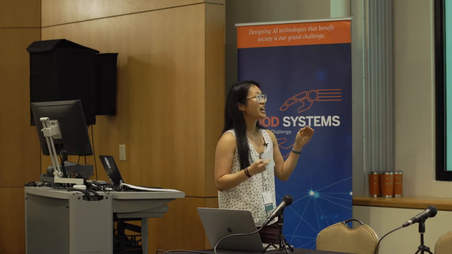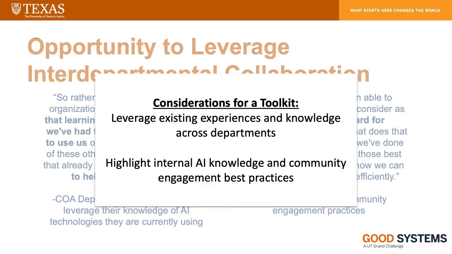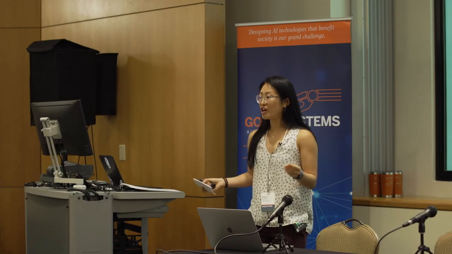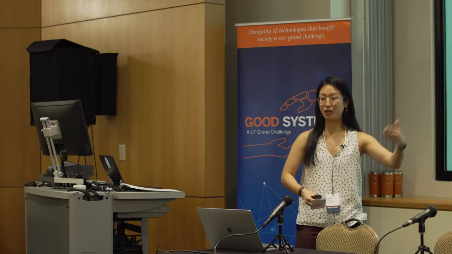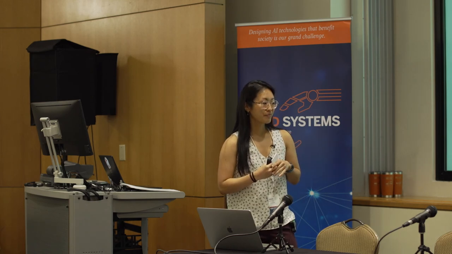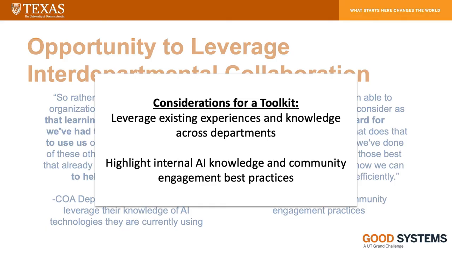And so these considerations led us to thinking about how a toolkit should really leverage the existing subject matter expertises and knowledge across the departments, especially because with any kind of tool, not just an AI equity toolkit, you want to ensure that you're helping to support the users in encouraging them to use and how they should be adopting the toolkit, not just telling them these are good things that you should be doing. And this would also be helping to honor the different employees and how they had this desire to be sharing their knowledge across departments. So really here, highlighting the internal AI knowledge and community engagement best practices.